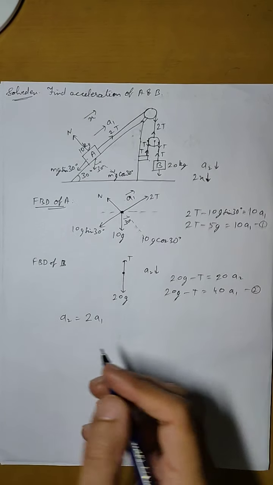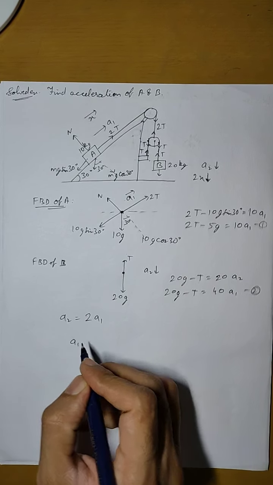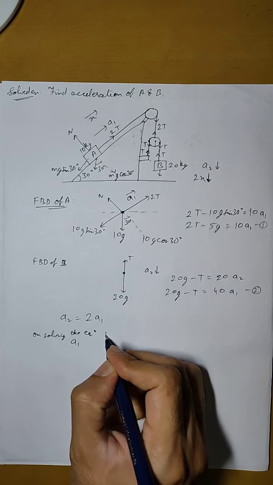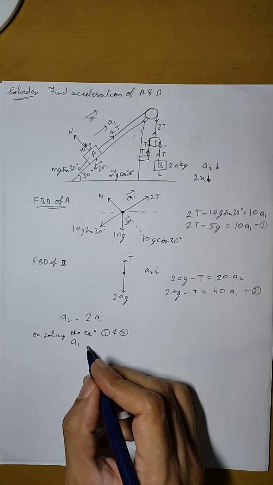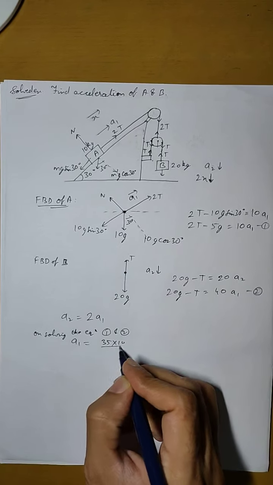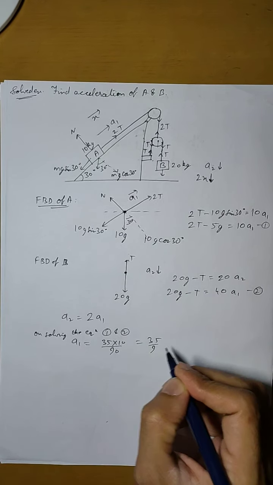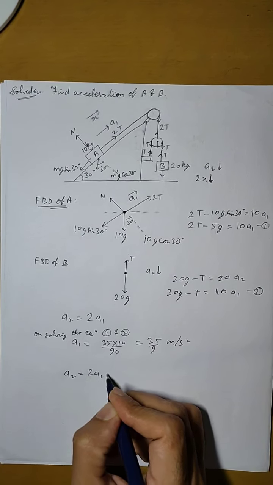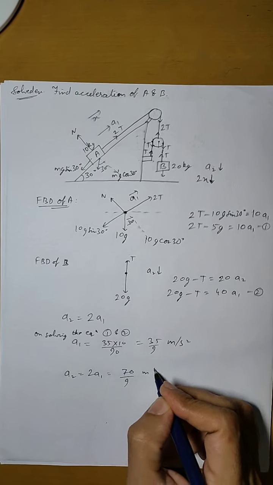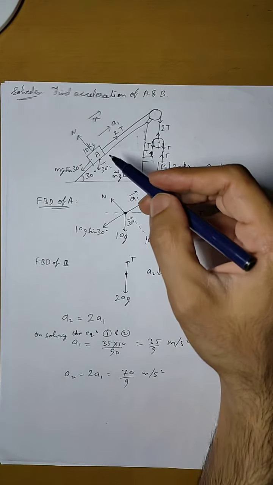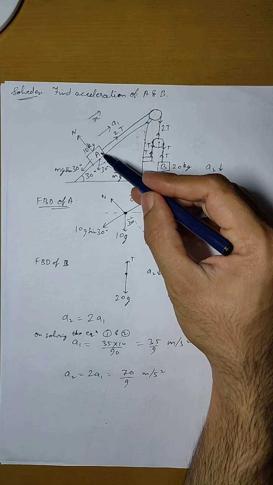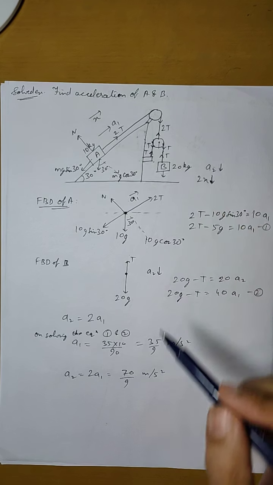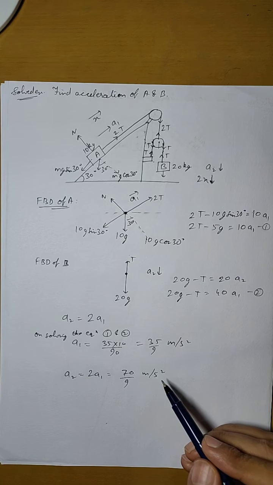Now the solving part you can do yourself. I am directly writing the answer. On solving equations 1 and 2, the value of a1 will come out to be 35 into 10 upon 90, that will be equal to 35 by 9 meter per second square, and a2 is twice of a1, so it will be equal to 70 by 9 meter per second square. So that means the acceleration of A in this direction will be 35 by 9 meter per second square, and B in downward direction will be 70 by 9 meter per second square, the double of A.